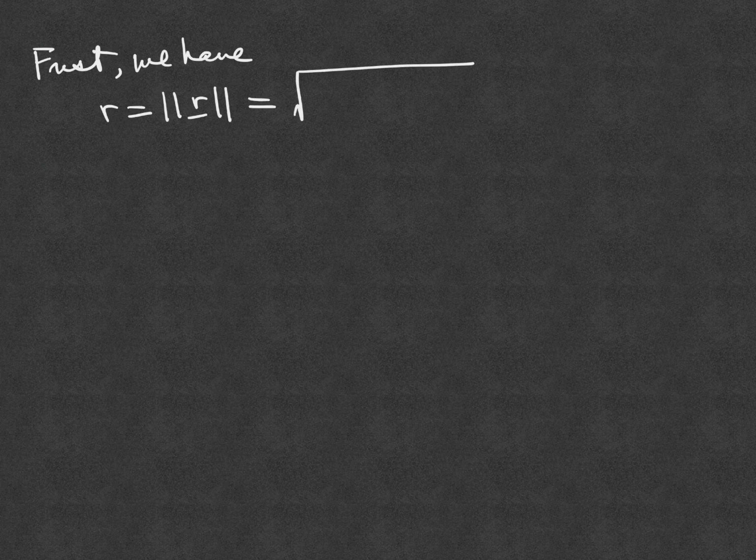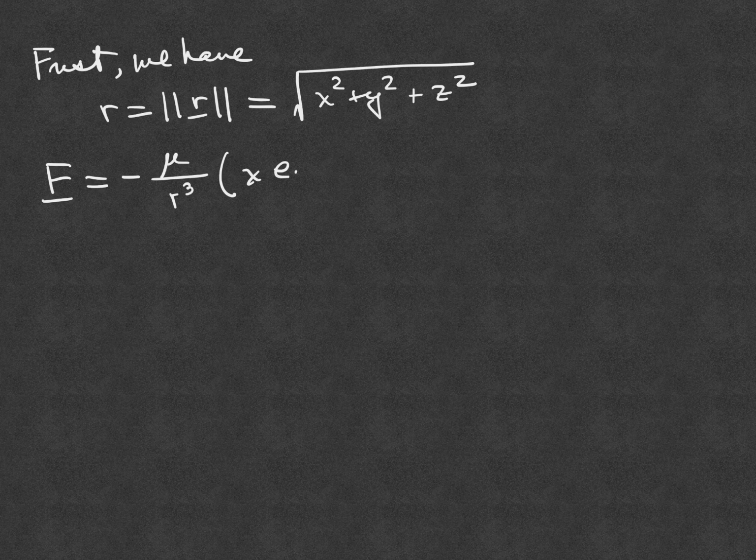So first, we have that r, which is equal to the magnitude of the position, is equal to the square root of x squared plus y squared plus z squared. Then we can write the force out a little more compactly, although we're not going to use the square root. We're just going to keep it that way. We get minus mu over r cubed times x EX plus y EY plus z EZ.